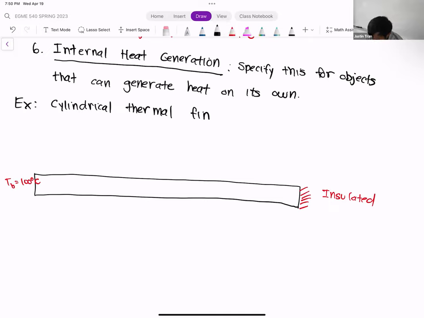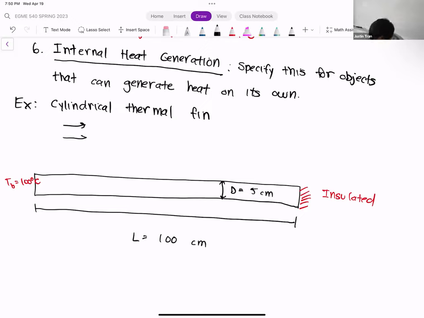The dimensions for this: we're going to have a length of 100 centimeters. The diameter of this is going to be 5 centimeters. And we're going to have convection over the top. So we're going to have a convection with T infinity equal to 25 degrees C and h equal to 0.5 watts per meter squared.